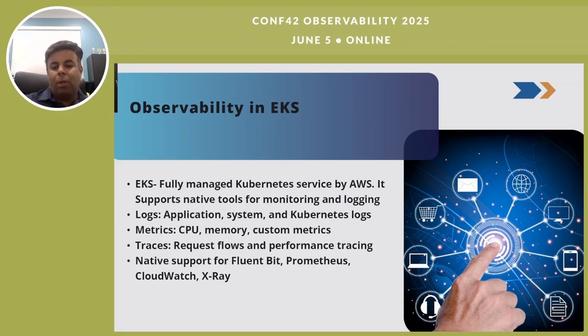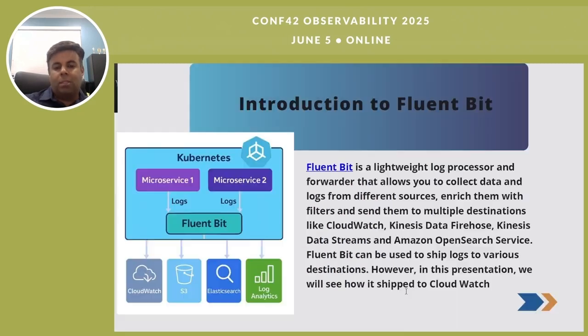Now we will talk about Fluent Bit. What does Fluent Bit mean? Fluent Bit is a lightweight log processor and forwarder which allows us to collect data and logs from our different sources, enrich and filter them, and send them to multiple destinations like CloudWatch, Kinesis Data Firehose, an S3 bucket, or Amazon OpenSearch Service as well. It can be used to ship logs to various destinations, but in this presentation, we will be focusing on forwarding the logs to the cloud in the demo.